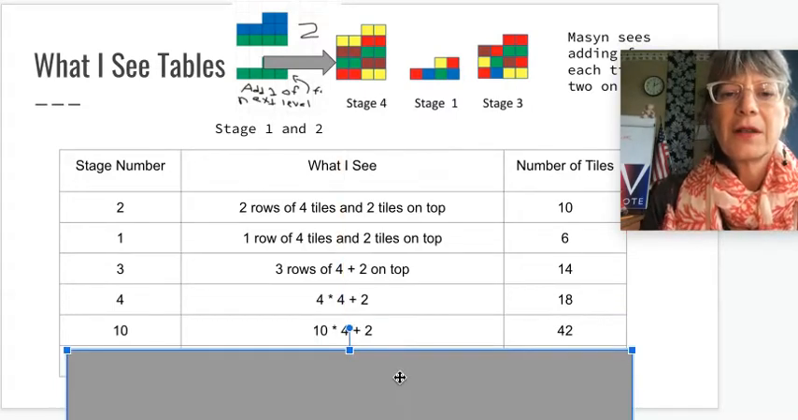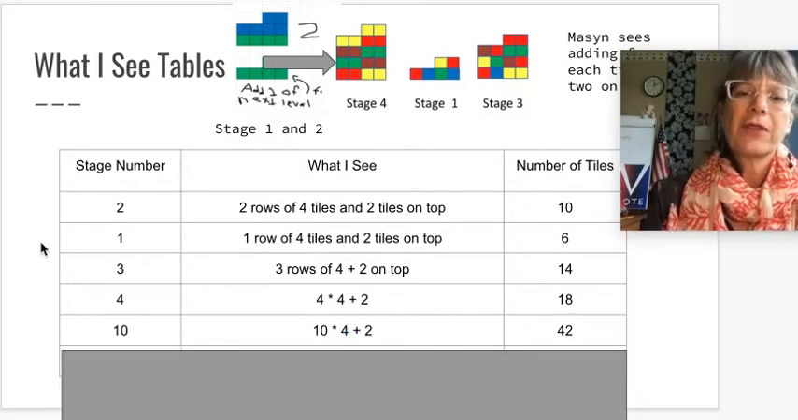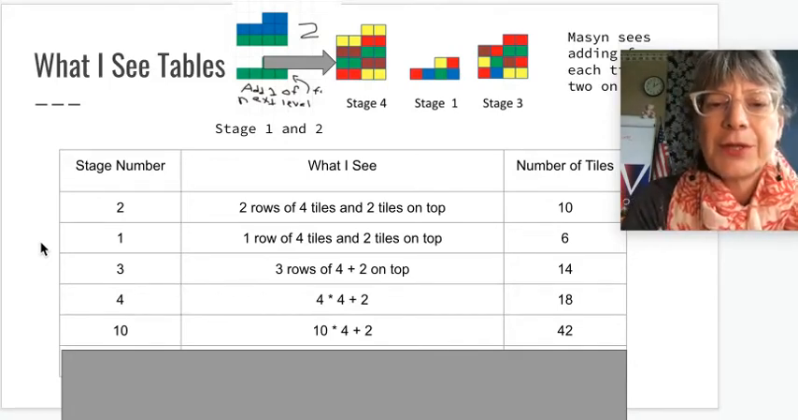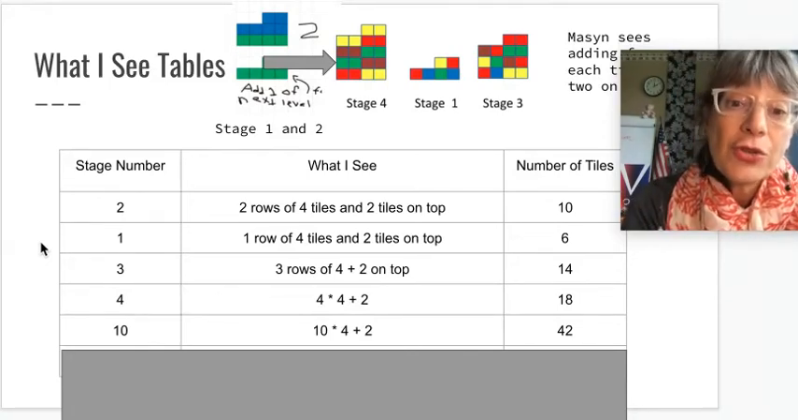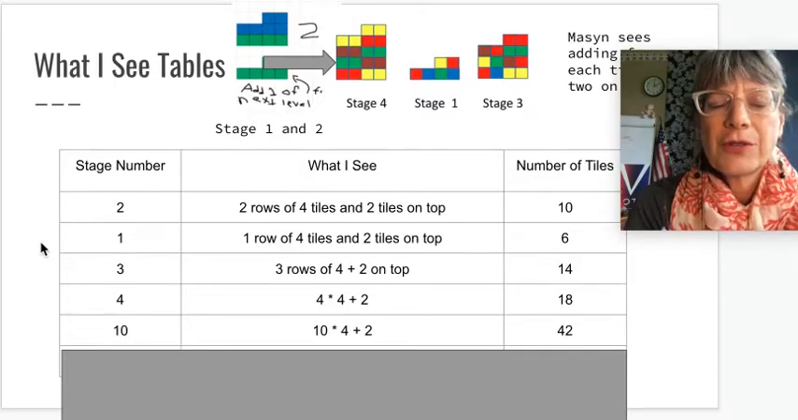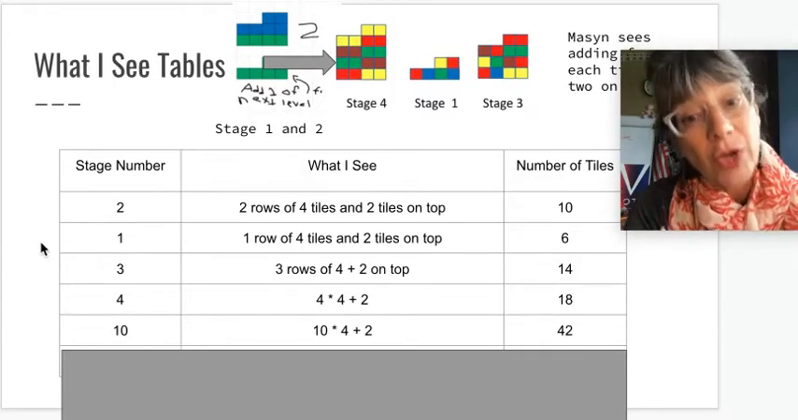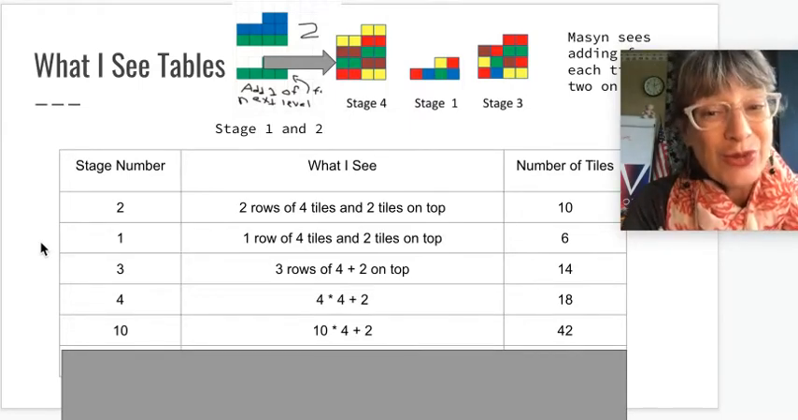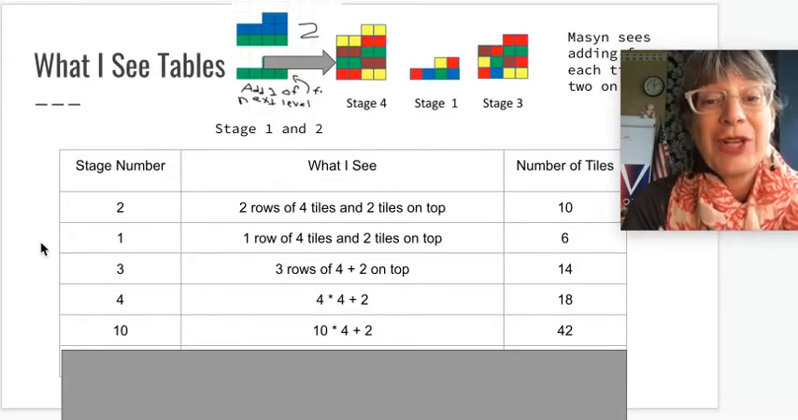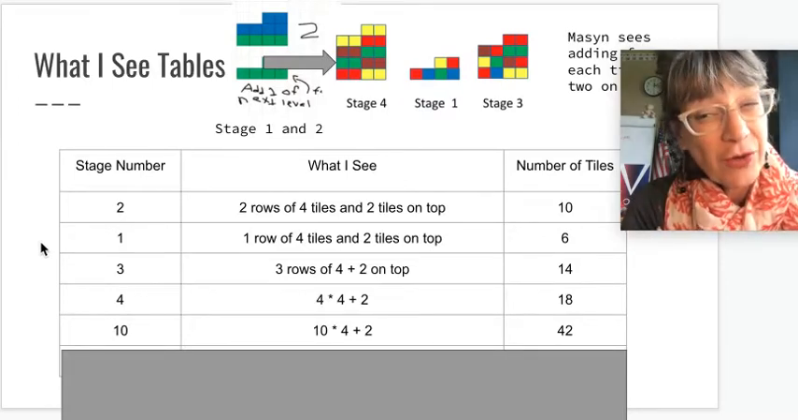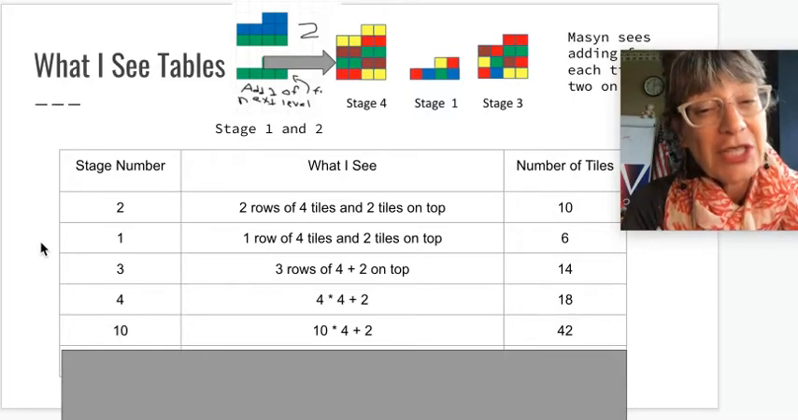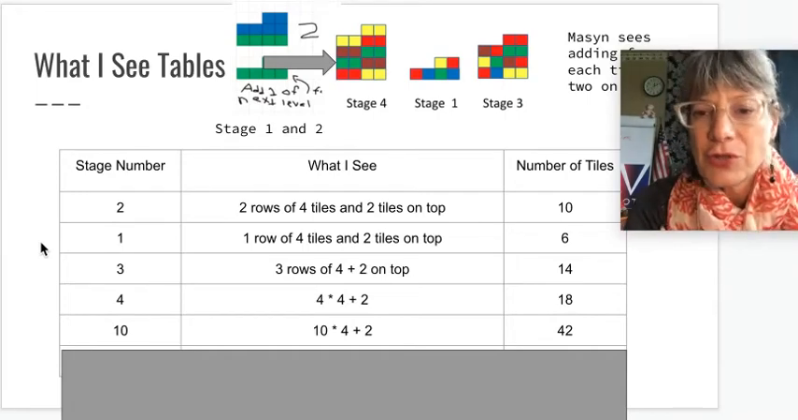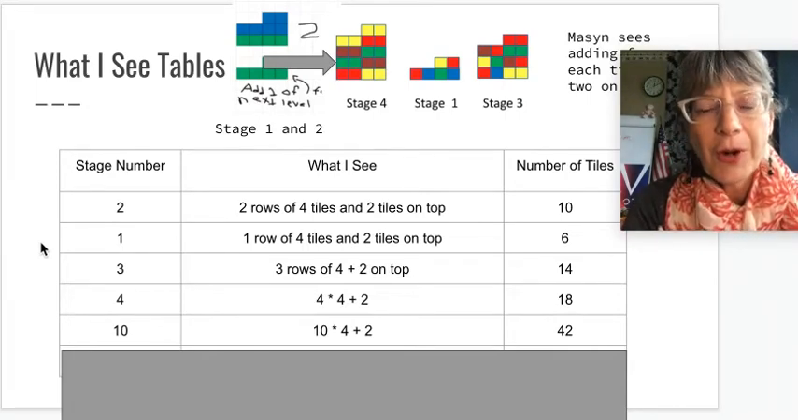And here's one that we don't have on the page. Stage 10. Well, if stage 2 has 2 rows of 4 and 2 on top, stage 1 has 1 row of 4 and 2 on top, stage 3 has 3 rows of 4 and 2 on top, stage 4 is 4 times 4 plus 2. Stage 10 must be 10 times 4 plus 2, making it 44.